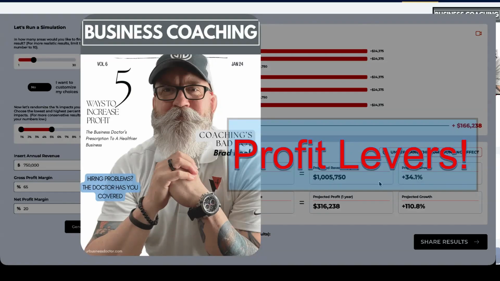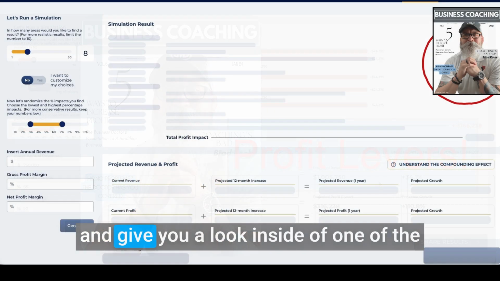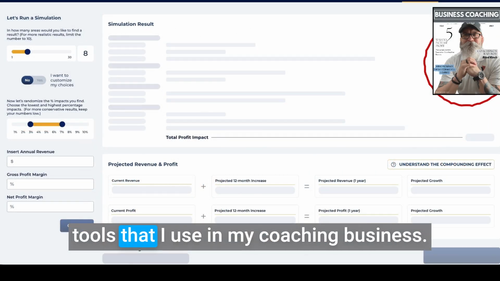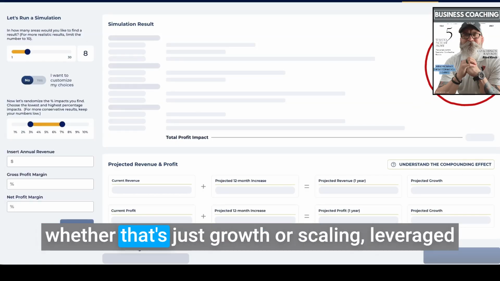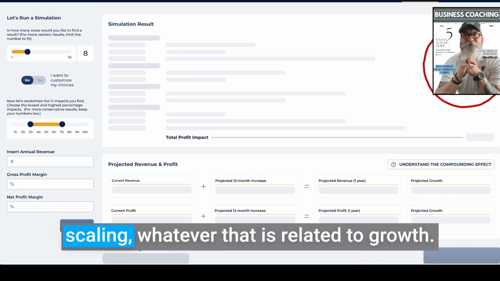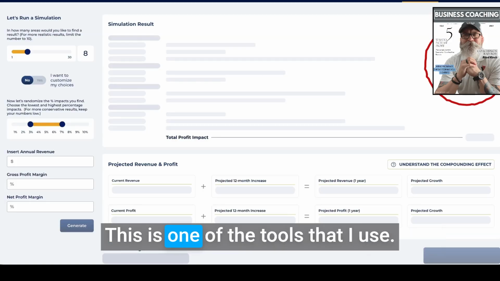I thought I would take just a few minutes and give you a look inside of one of the tools that I use in my coaching business. When I'm hired to help a business grow, whether that's just growth or scaling, leveraged scaling, whatever that is related to growth, this is one of the tools that I use.